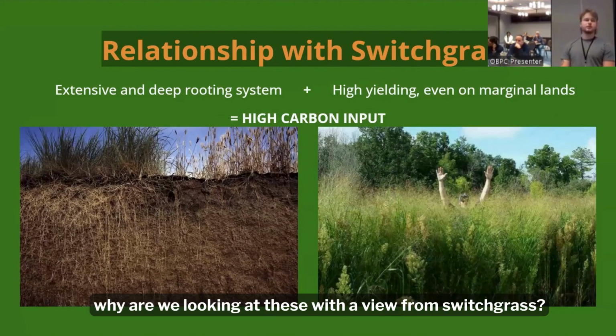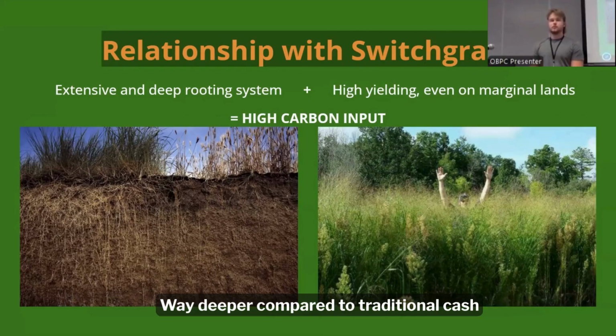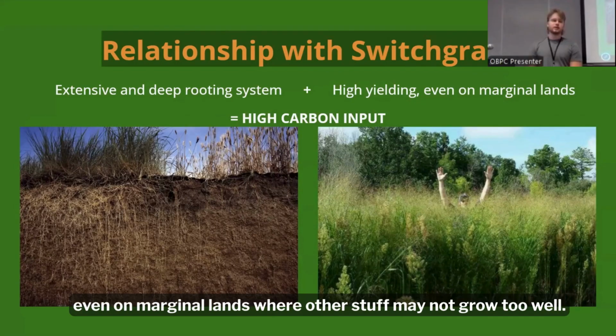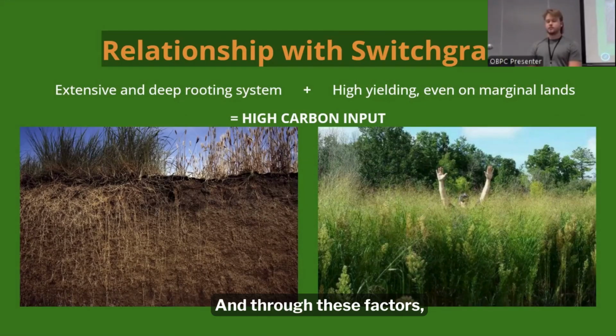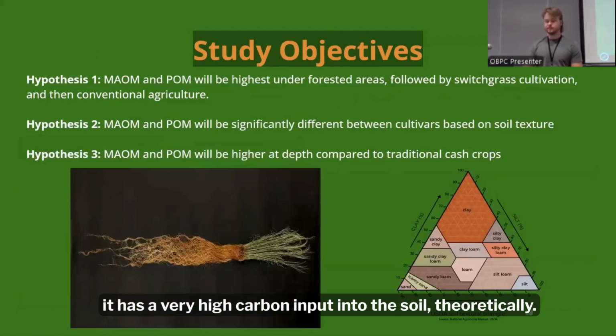So why are we looking at these with a view from switchgrass? As you guys know, switchgrass has an extensive and deep rooting system, way deeper compared to traditional cash crops. And it is very high yielding, even on marginal lands where other crops may not grow too well. And due to these factors, it has a very high carbon input into the soil, theoretically.